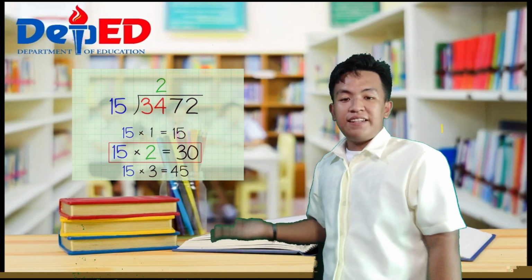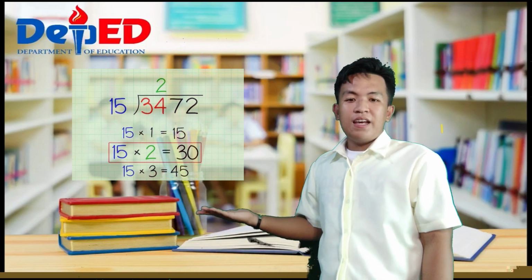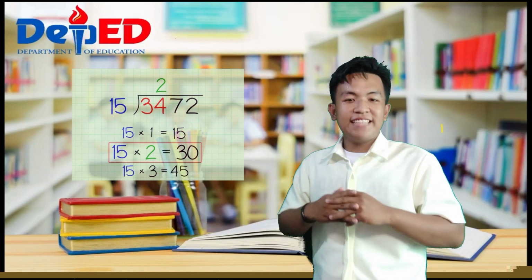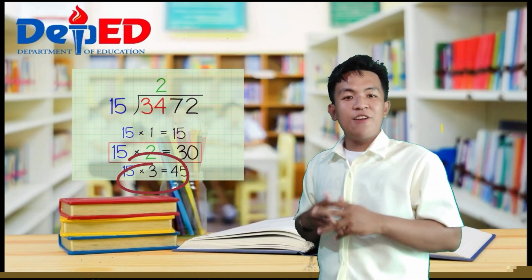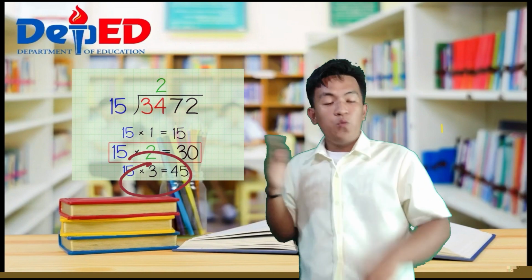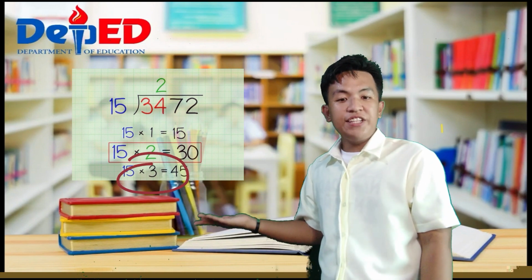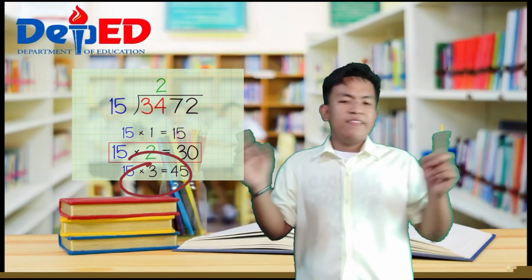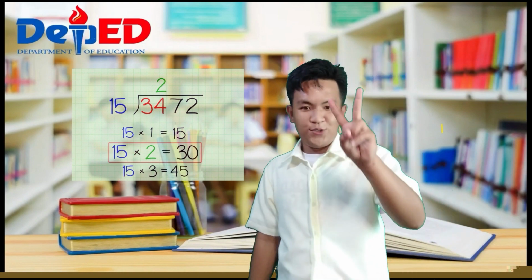Next, does 3 work? 15 times 3 is equal to 45, which is greater than 34. Too high. The answer must be 2.